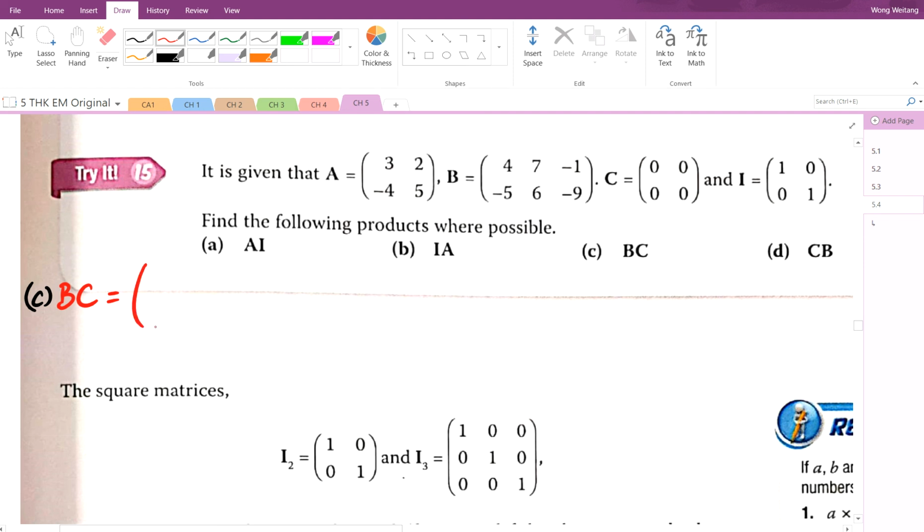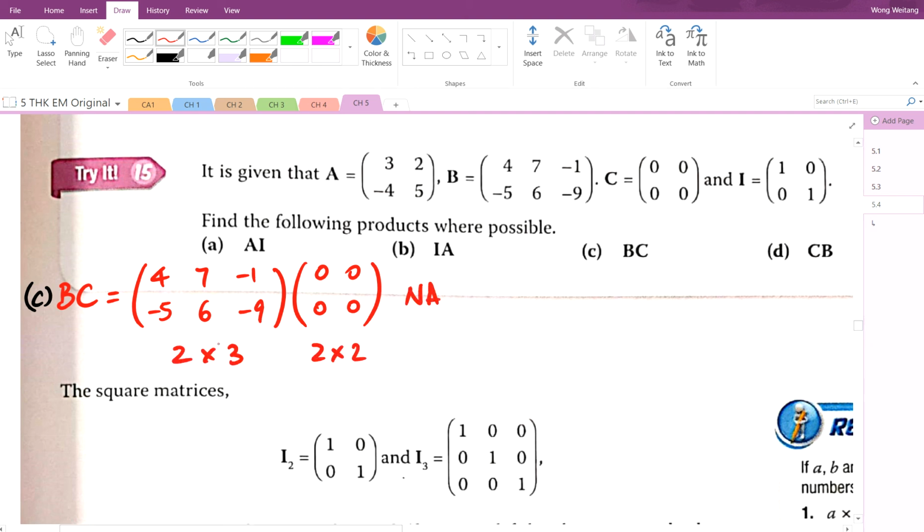So write it down. 4, 7, -1, -5, 6, -9 and 0, 0, 0, 0. Can multiply? Can or cannot? Only Shufi, my only student? Cannot. So this one is NA, because it is 2 by 3 and 2 by 2. These two are different, so we cannot multiply.